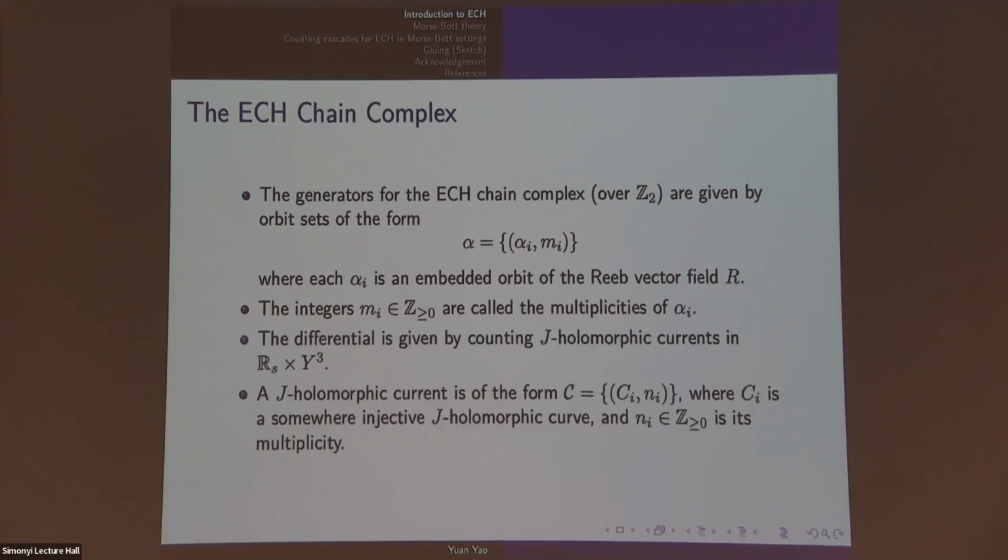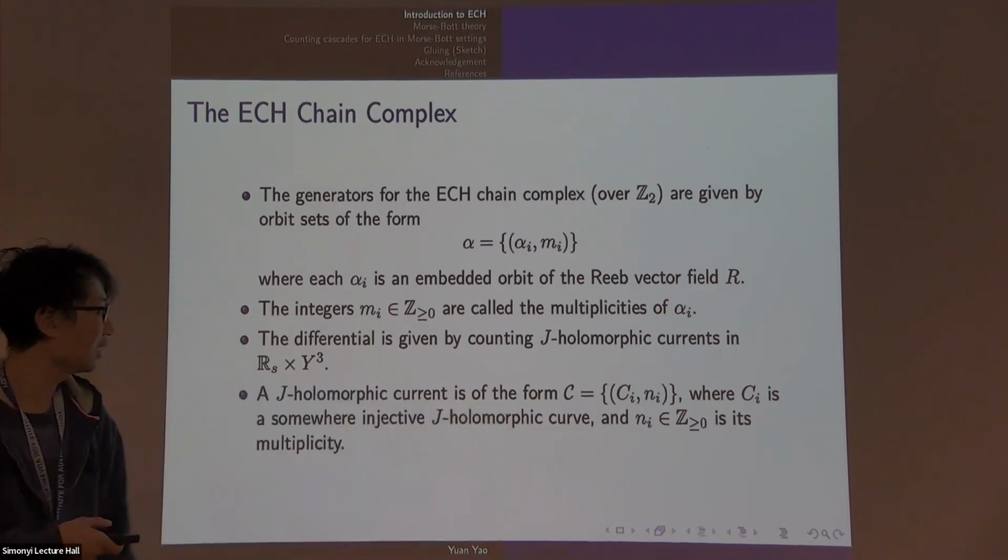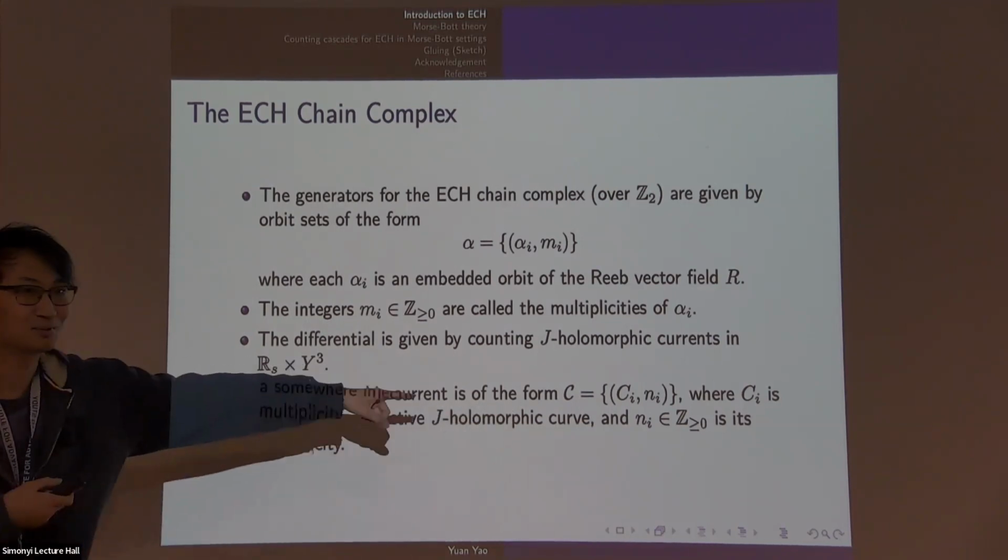And the differential is counted by holomorphic currents in the symplectization. And a J-holomorphic current is given by a collection of, is there a laser or I can just point?